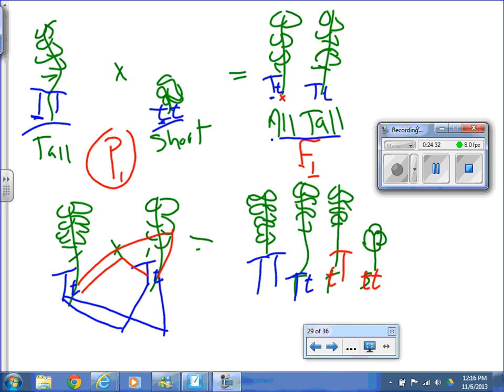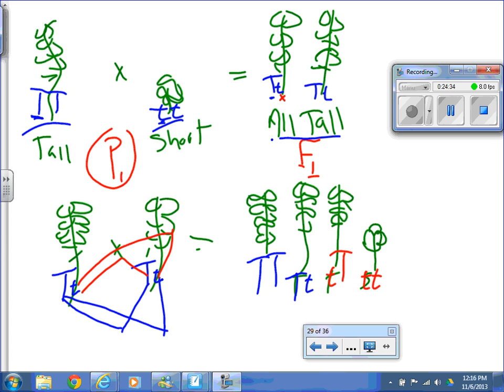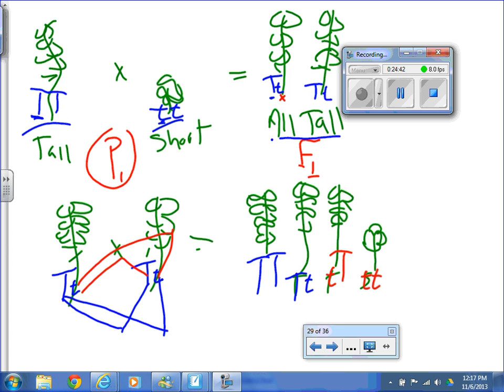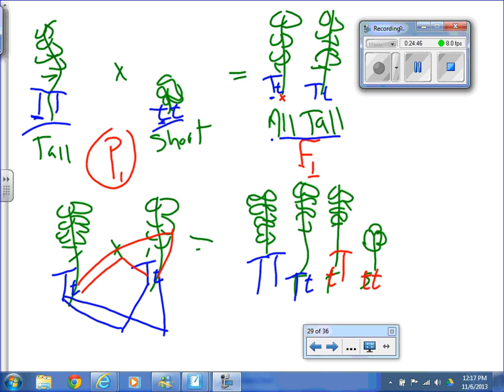And it perfectly matches up with what he saw. Kind of make sense? So then, years later, a mathematician named Punnett came up with a really easy way to figure this all out, to kind of map it out.